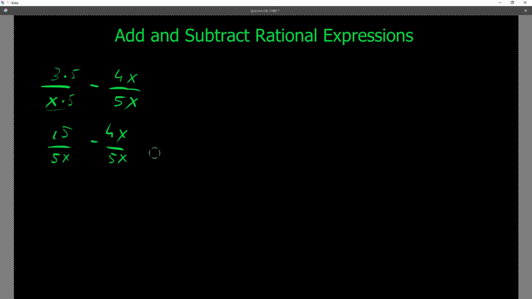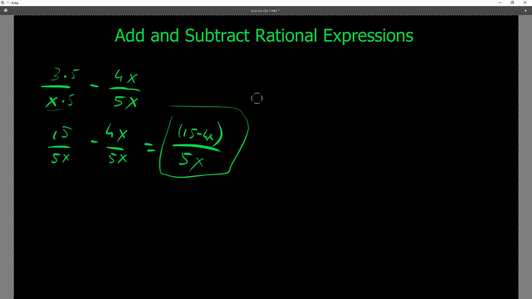All right, so now I can subtract the top, and the bottom is just 5x now. Subtract the top: take 15 minus 4x. What does that give you? You can't tell. It's just going to be 15 minus 4x. You can't combine them, so that's the result. That's the answer. That's as far as you can go. You have 15 minus 4x over 5x.